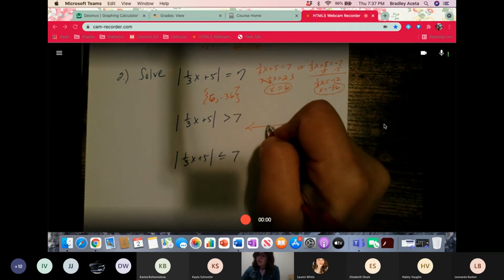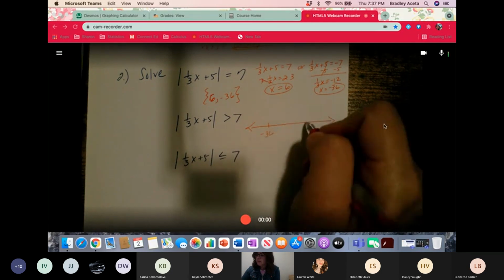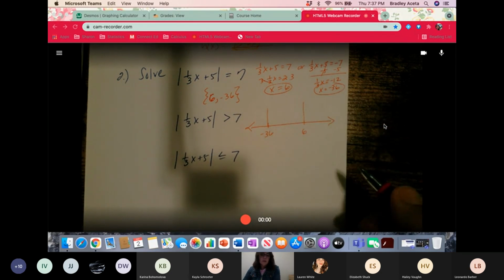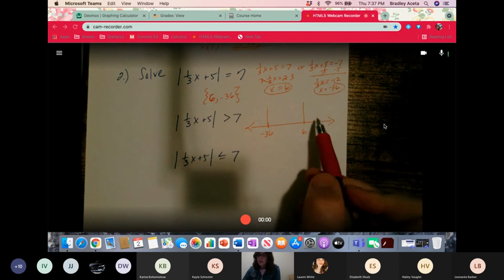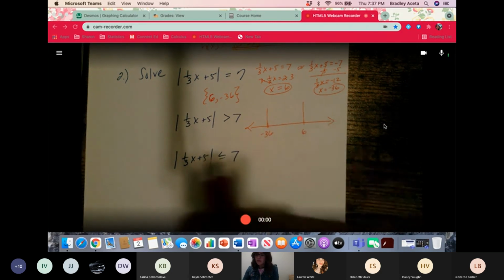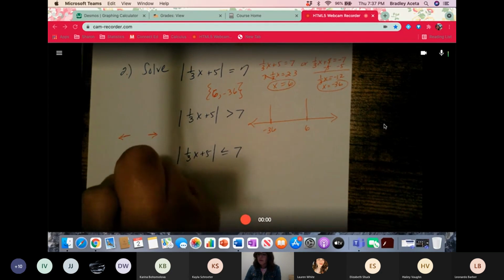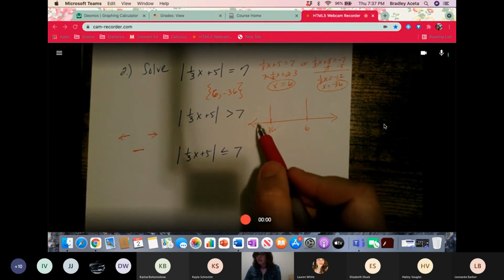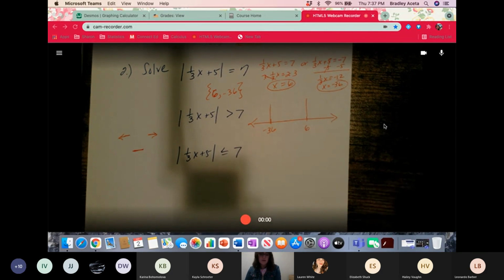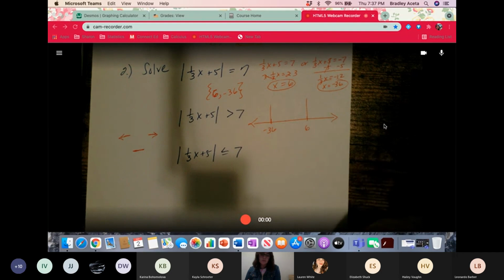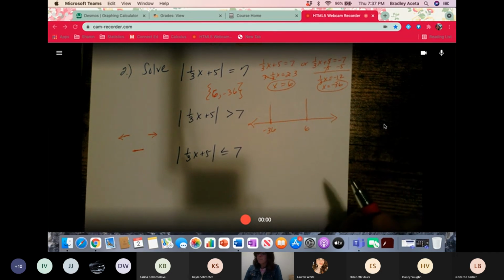So 6 and negative 36 would be here. Here's negative 36. Here's 6. And remember, we have these zones. So what you can do then is pick points in each of these zones. And really, it's either going to be an OR graph that looks like this, or it's going to be shaded in the middle. So really, you just have to test one. If this side is true, then that side is probably going to be true. And then that's where your answers lie. Or you can test right in the middle. If that's true, then that's where your answers lie.